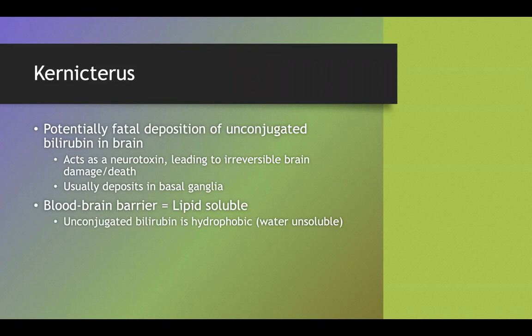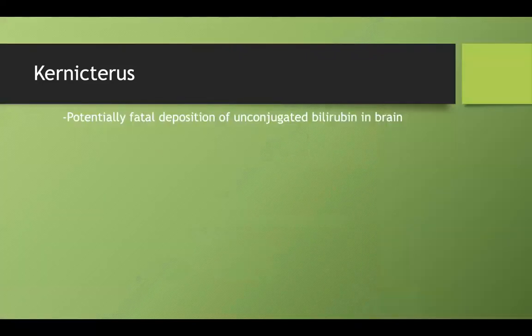So it's water-insoluble, which actually makes it lipid-soluble. And another thing I want to point out is that the blood-brain barrier is less developed in newborns. And because of that, they have a higher risk of kernicterus than, let's say, if I had unconjugated hyperbilirubinemia, my risk of kernicterus would still be quite low. So let's go over how that works.